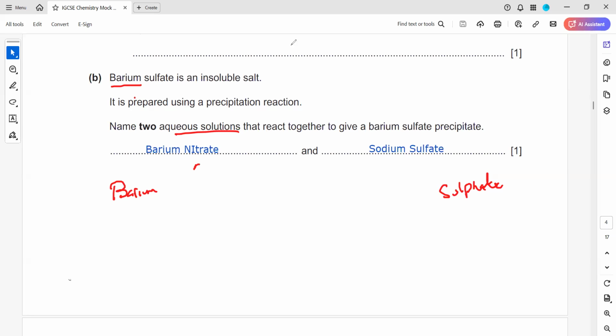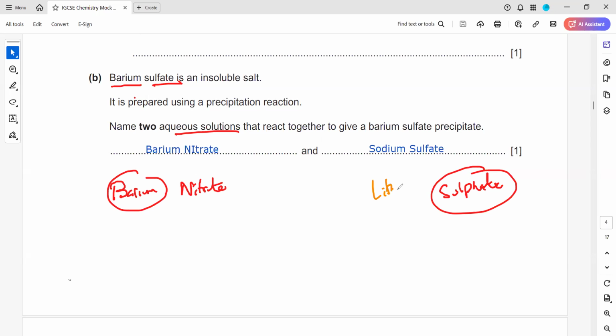Barium nitrate is, look. So barium sulfate, we want to prepare barium sulfate. The first salt should have barium and the second substance should have a sulfate. All nitrates are soluble, that's why we prefer barium nitrate. And all group 1 salts are soluble, so we can use any group 1, for example lithium, sodium or potassium. You can even mention sulfuric acid, like barium nitrate plus sulfuric acid, because sulfuric acid is also aqueous.